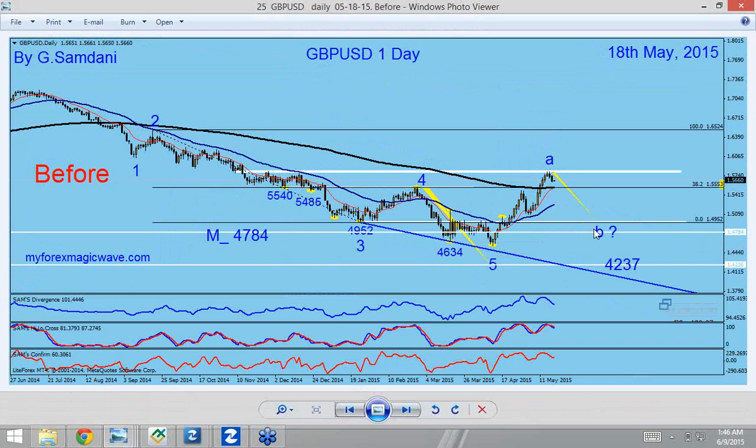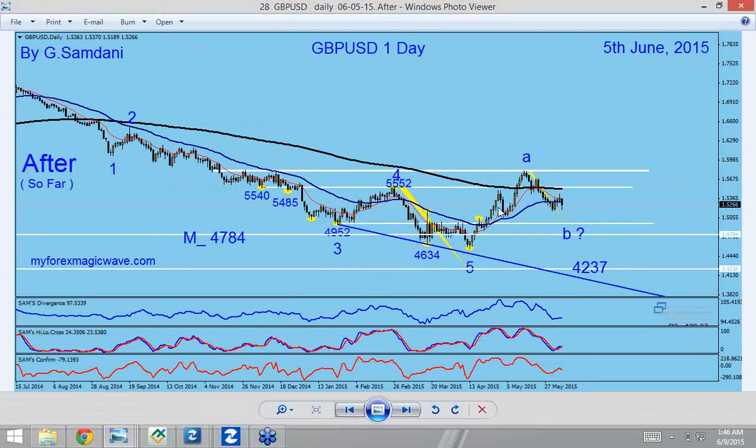3, 4, 5, A, and then we're supposed to come down for B. So where we are now is exactly at this place. Okay, so a few hundred pips to the downside. All you gotta do is take the IV system and take short entries.